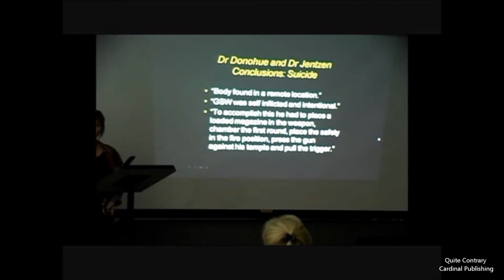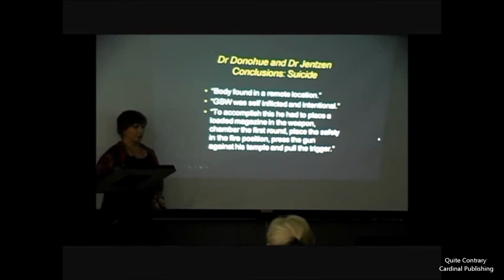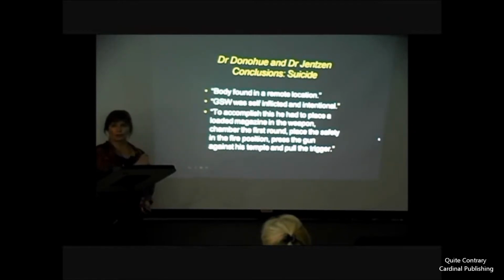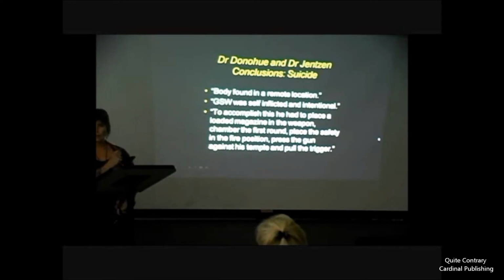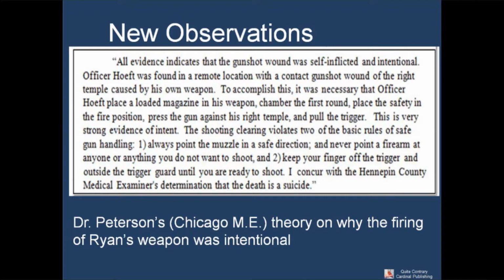Now this, of all the things that I'm going to show you that came up in Dr. Donahue's and Jensen's objections, this is the one you're going to want to pay the most attention to. I'd like you to read it, particularly those of you in law enforcement. All right, what it says is, to accomplish this, the body was found in a remote location. The gunshot wound was self-inflicted and intentional. In order to accomplish this, Officer Hoeft had to place a loaded magazine in the weapon, chamber the first round, place the safety in the fire position, press the gun against his temple, and pull the trigger.